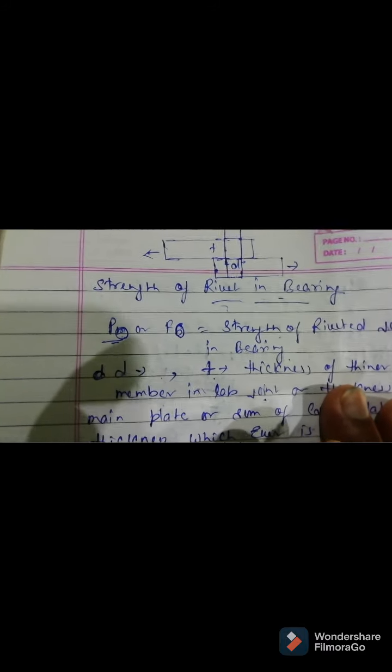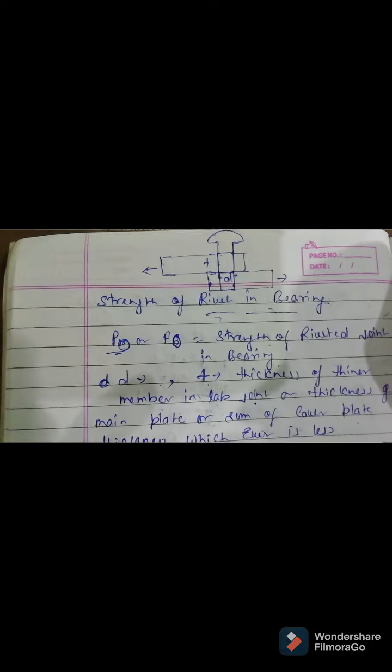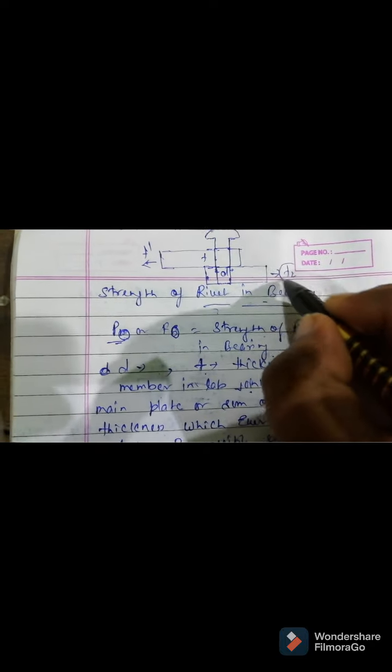For the lap joint, we have to take the thickness of the thinner member. Suppose the thicknesses are t1 and t2; whichever is less, that we have to take. But for the butt joint, let's make it again. This is your two joints.